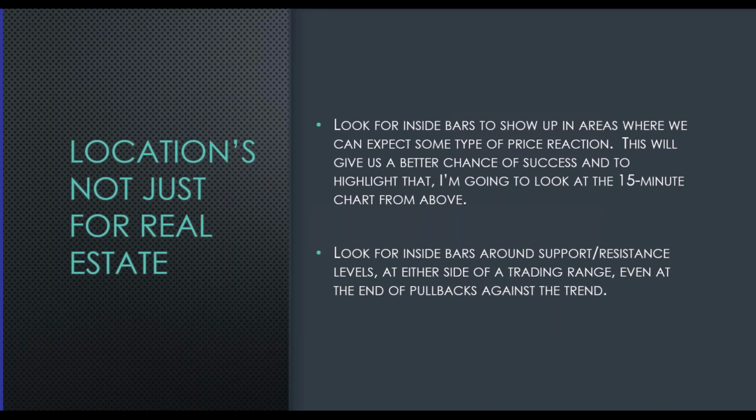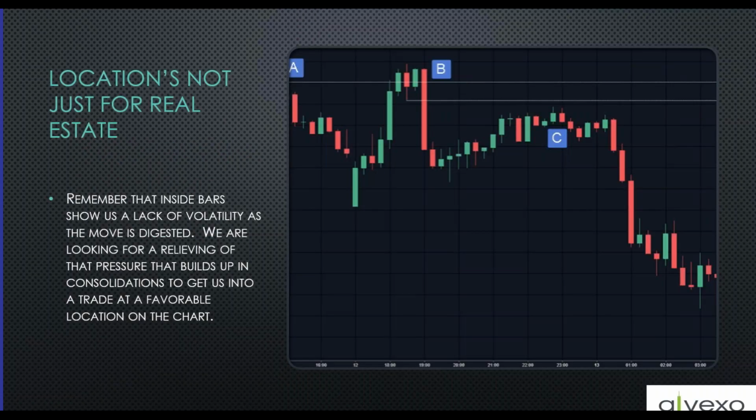And to highlight that, I'm going to look at a 15-minute chart from above. Okay. Now, look at the inside bars around the support and resistance levels of either side of the trading range. So you can see here, these lines give us the support and resistance areas, and we can see the consolidation as price moves up to that support area. So remember that inside bars show us a lack of volatility as the move is digested. So we're over here at A. We are looking for the relieving of that pressure that builds up in consolidation to get us into a trade at a favorable location on the chart.